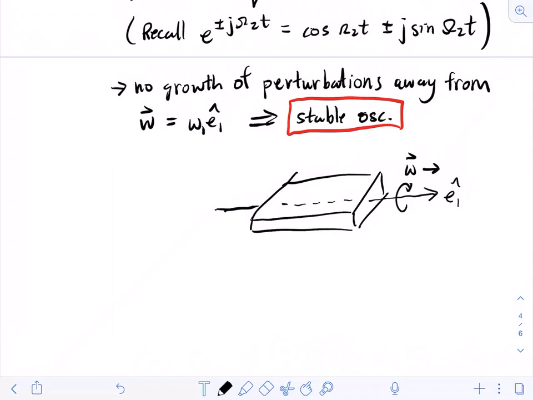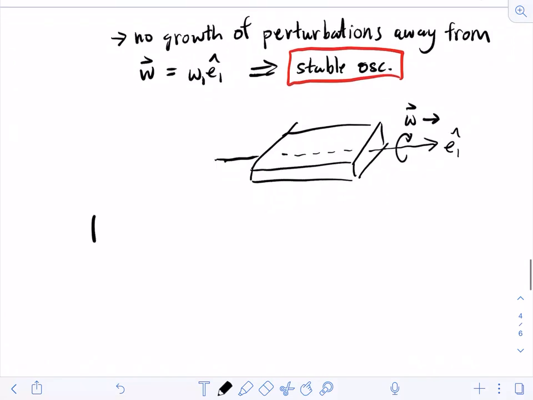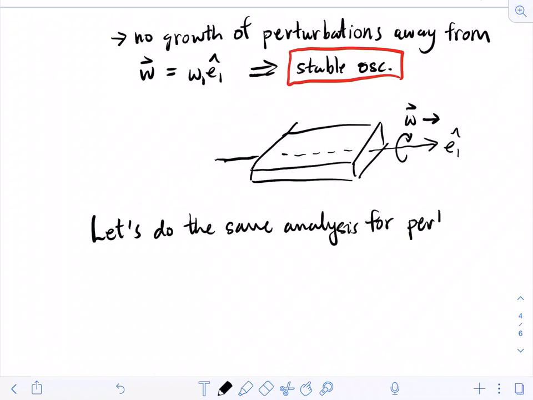Okay, so next, let's do the same analysis for a perturbation to rotations about the E3 hat direction.